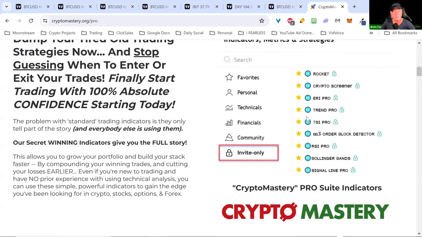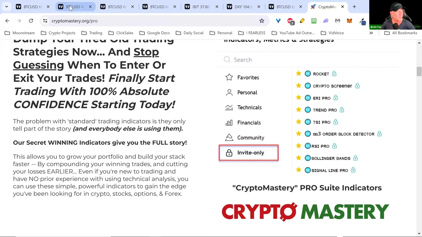And these new signals here: the Rocket, which is amazing, the Crypto Screener, the ERI Pro, that's our early reversal indicator, I'll show you, the Trend Pro, our TSI, a trend strength indicator, our M3 order block detector, which has been huge for us and really giving us the ability to peek behind the curtain, the RSI Pro, the Bollinger Bands Pro, because most Bollinger Bands are not keyed up correctly, especially the ones you use right out of TradingView, and our signal line.